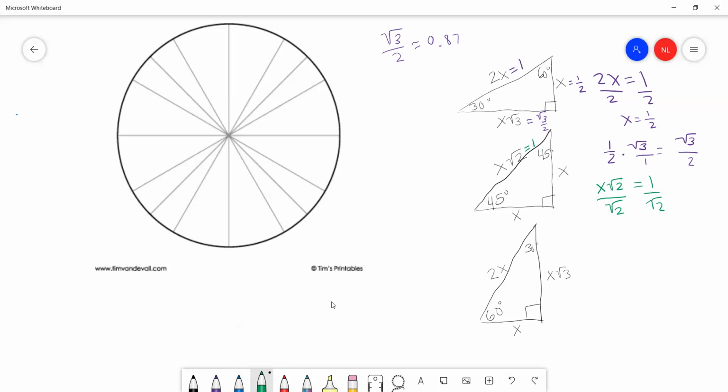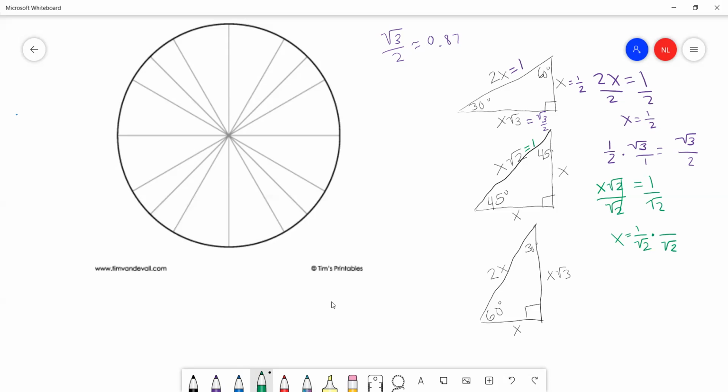I'm left with, let's see, these cancel out. I'm left with x equals 1 over rad 2. For some annoying reason, we can't have a radical in the denominator, so we need to get rid of that. And the best way to do that is always going to be to multiply the denominator by itself. Because rad 2 times rad 2 will just give you rad 4, which is 2. Rad 2 times rad 2 is 2.